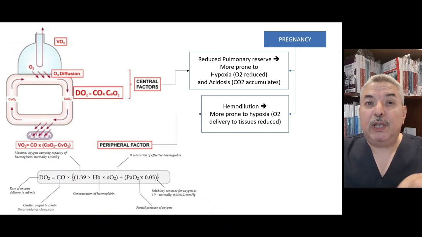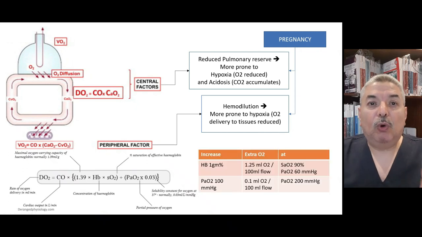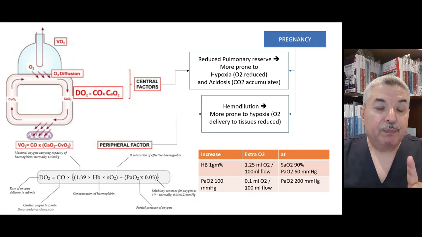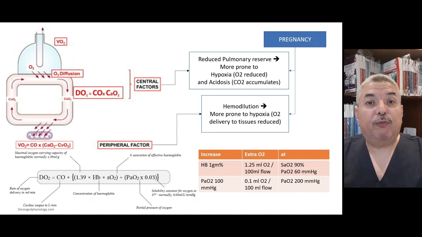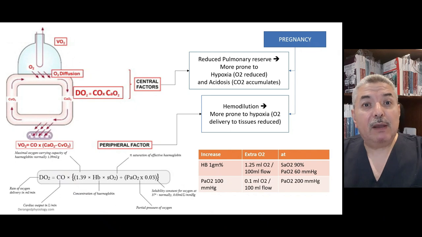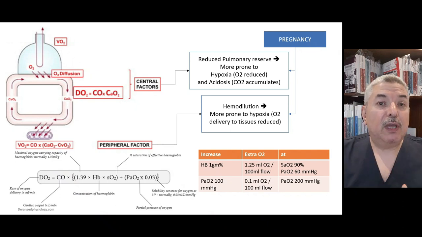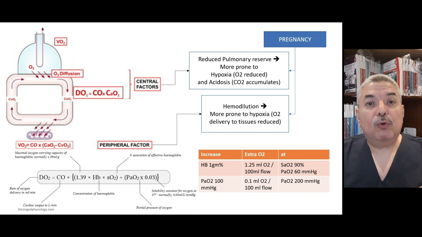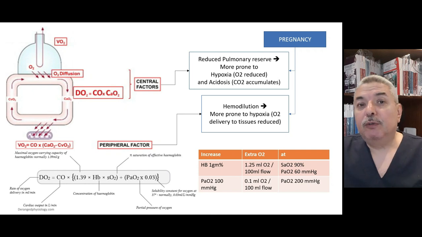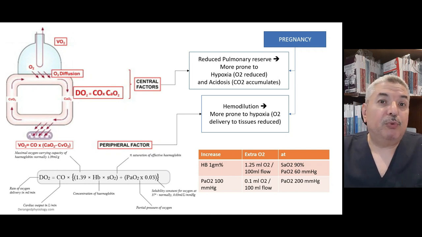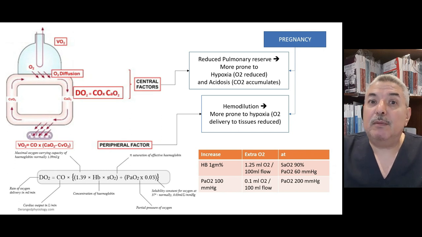And to make it even clearer, I want to tell you that 1 gram of hemoglobin will deliver 1.25 milliliters of oxygen per 100 milliliters of blood flow. While if you increase the oxygen pressure from 100 millimeters mercury to 200 millimeters mercury, all you increase is 0.1 milliliters per 100 milliliters of blood flow. If you want to improve oxygenation in a patient, the best thing is to maintain the hemoglobin percent.